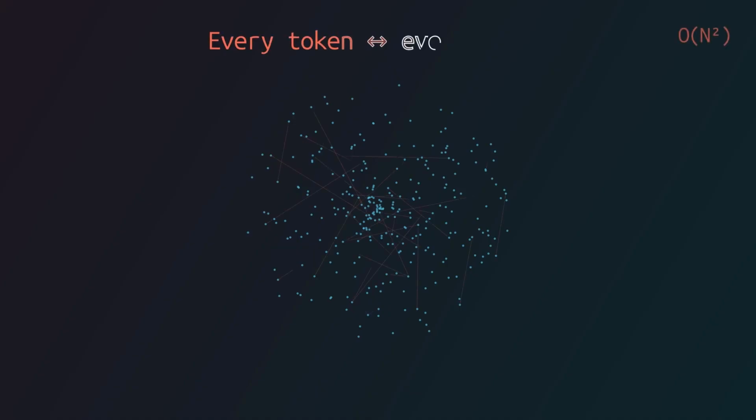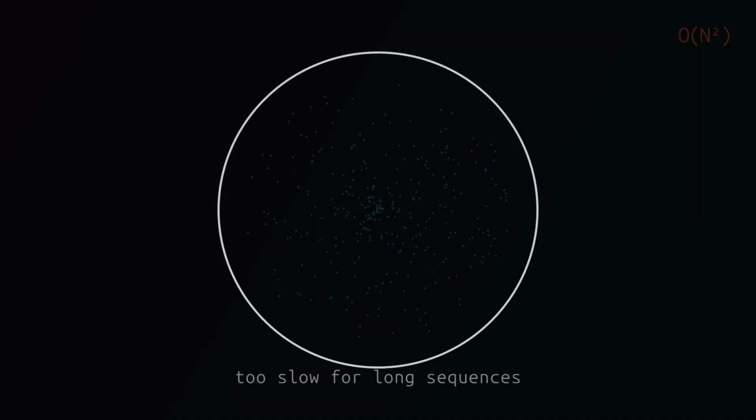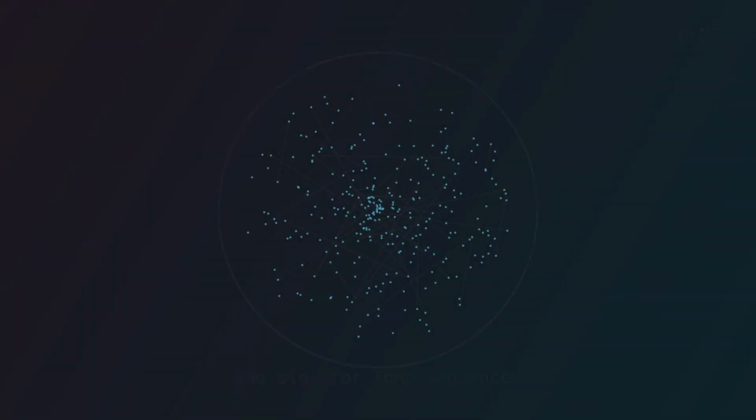Right now you are looking at 300 little dots, each one a token, all firing connections at each other in a tangled red web. That is what standard attention does. Every token talks to every other token, and the cost explodes as the sequence grows. This is exactly why long context feels so expensive and slow.